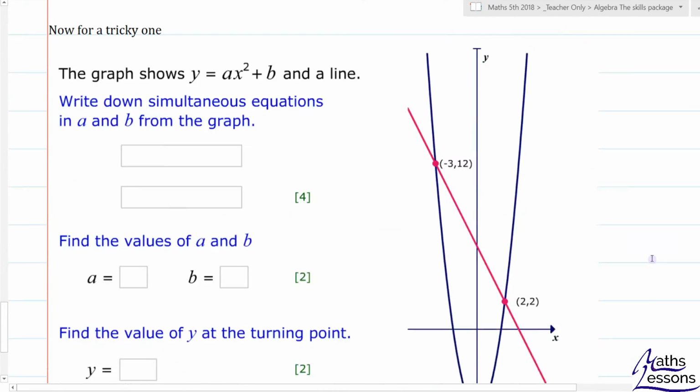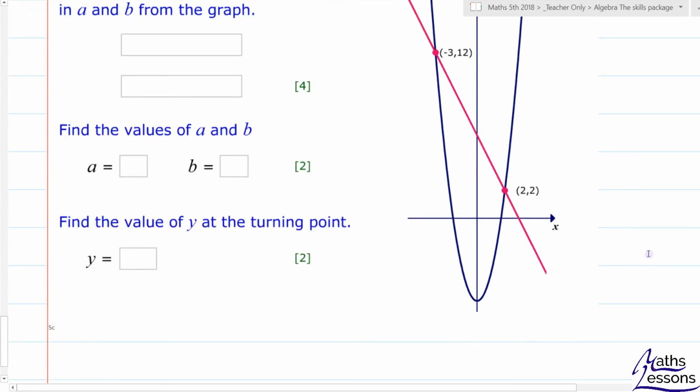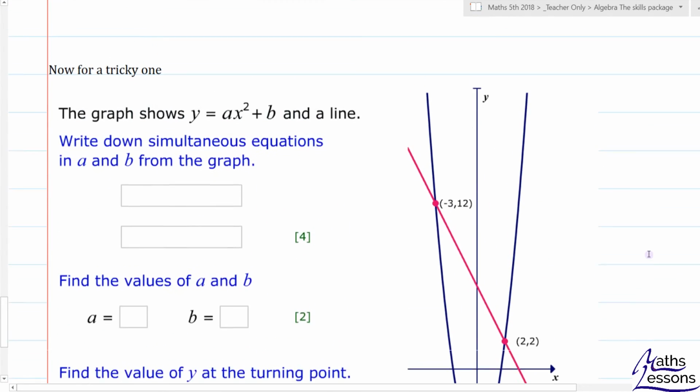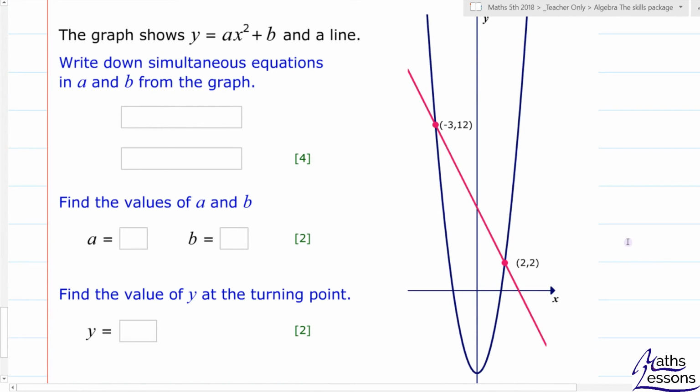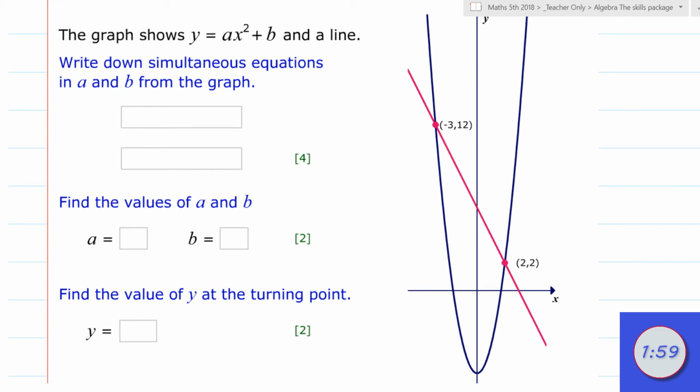Okay, let's carry on. I think this is our final question today, so that's good timing. Now for a tricky one, it says. There we go. The graph shows y equals ax squared plus b and a line. Write down simultaneous equations of a and b from the graph. Yes, this is a tricky one. 2 minutes is probably going to be enough for you to get a start on it and have an idea, see how you get on, and I'll basically finish it for you.